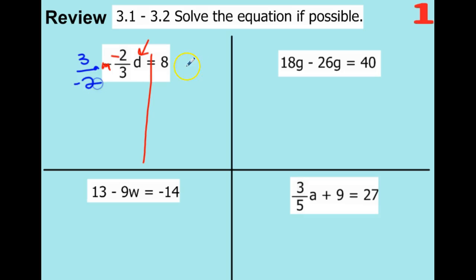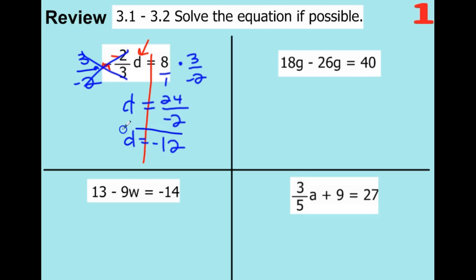3 over negative 2 times 3 over negative 2. 2 over 2 makes 1, 3 over 3 makes 1, so we just have 1d or d. 8 is really 8 over 1, so 8 times 3 is 24. Negative 1 times negative 2 is negative 2. So 24 divided by 2 is 12, and it's negative.